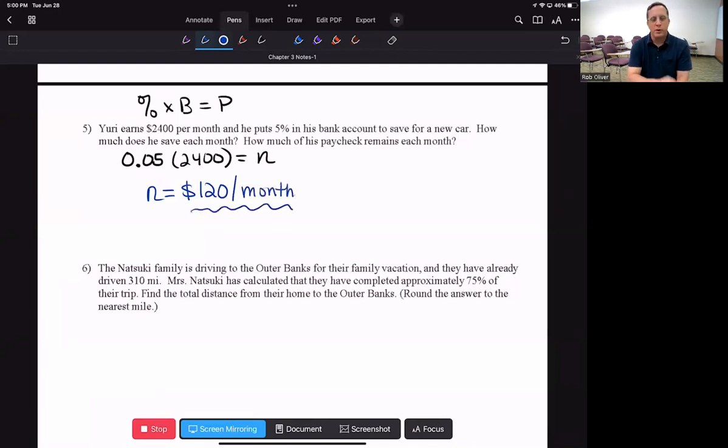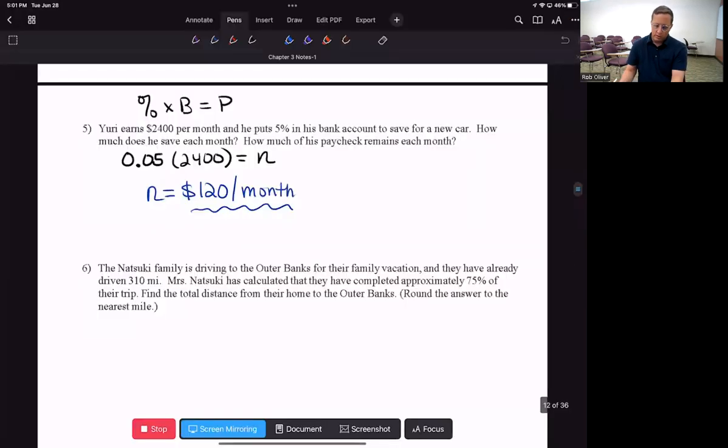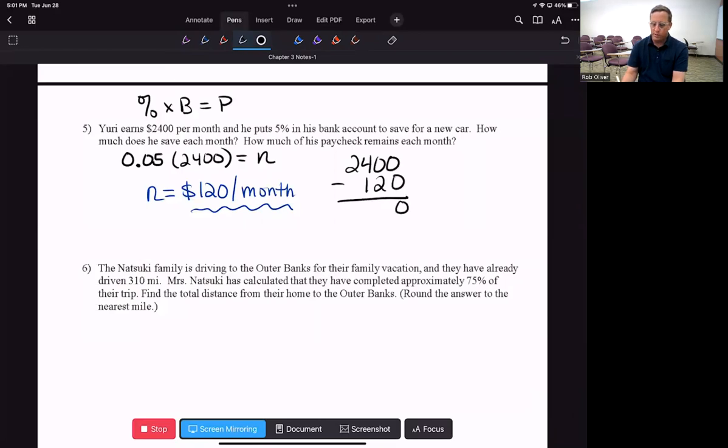All right, so $120 a month. Not a ton. That's going to take quite a long time. But if this person is saving for several years, they're going to have a pretty good sum of money. It's 120 a month. And then if we want to figure out how much is left in his paycheck, you just have to subtract. 0 minus 0 is 0. Got to borrow, and then that's 8. And then 23 minus 1 is 22. And that's what remains.